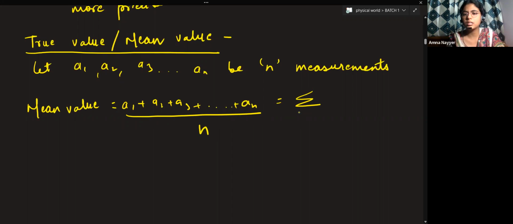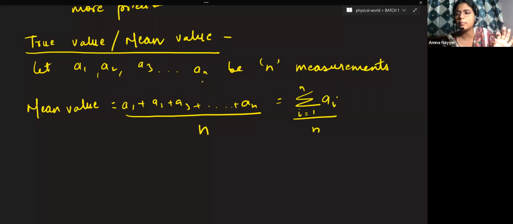It means the summation of Ai from i equal to 1 till n, divided by n. This is just a method to represent it. No need to look at this. Mainly understand that if you're asked to write the mean value, just add all the quantities and divide by the number of quantities. That gives you the mean value.